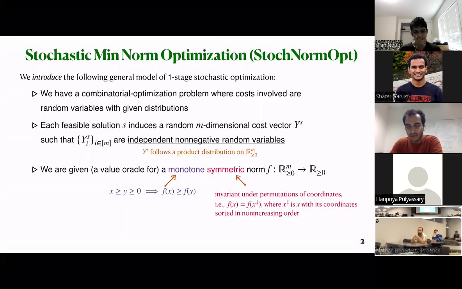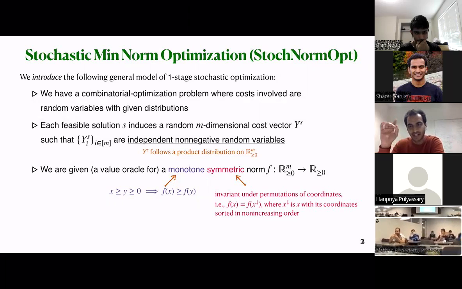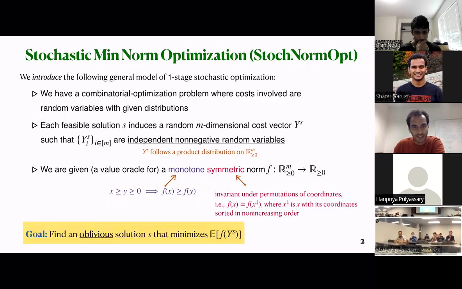And then what do I mean by symmetric? It means the norm is invariant under permutations of coordinates. So you can rearrange the ordering of the vectors, like you can shuffle the coordinates of this vector x, but its norm won't change. So that's what I mean by symmetric. So that's the assumption we have.